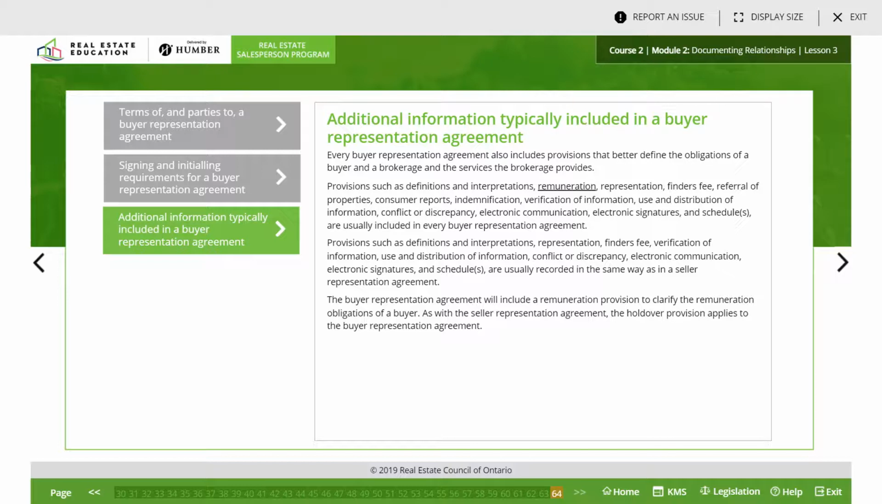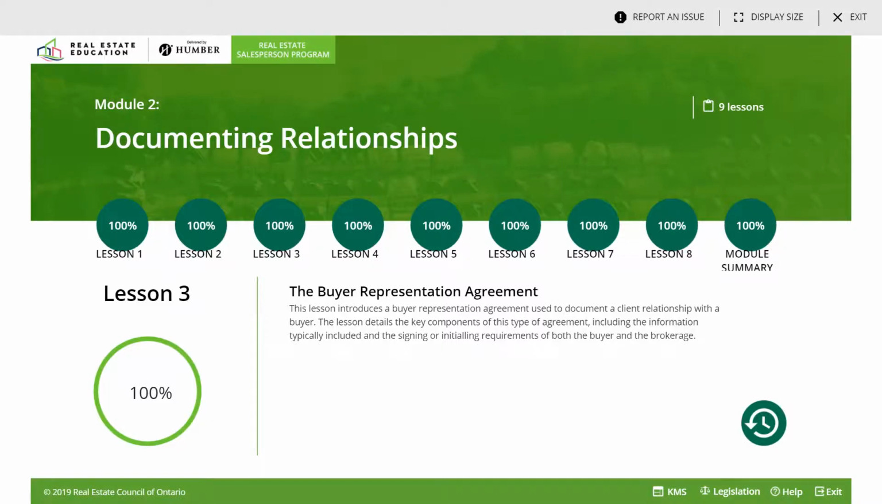Provisions such as definition and interpretation we've already talked about. The buyer representation agreement will include a remuneration provision to clarify the remuneration obligations of a buyer. As with the seller representation agreement, the holdover provision applies to the buyer representation agreement. So this was basically Lesson 3. Lesson 3 was just telling you what the buyer representation agreement is.